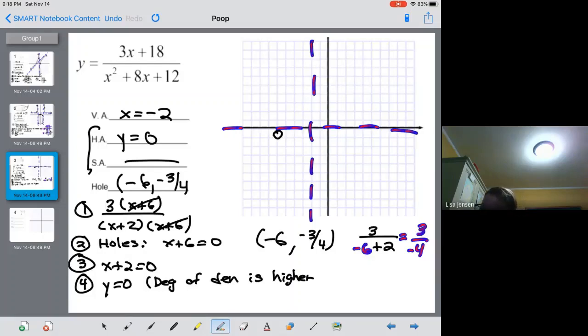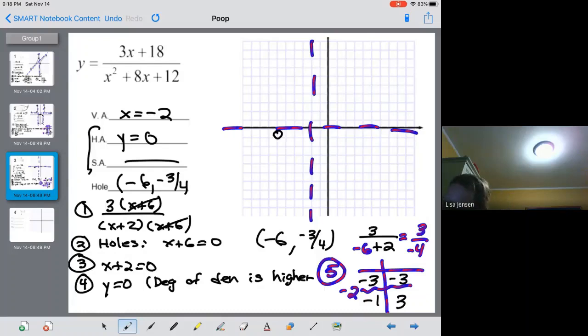But then we just do the same thing again. So for step 5, because my vertical is negative 2, I'm going to go down 1 from there, up 1 from there. So when I plug in negative 3, I get negative 3. When I plug in negative 1, I get positive 3. So left 3, down 3. And left 1, up 3.